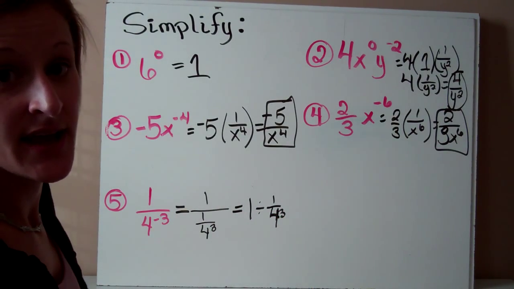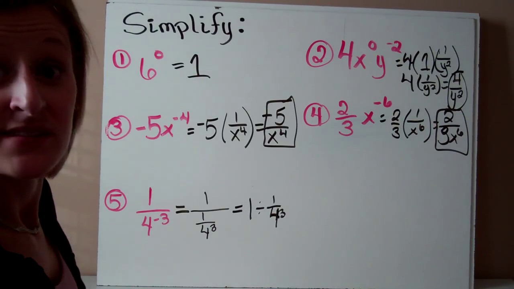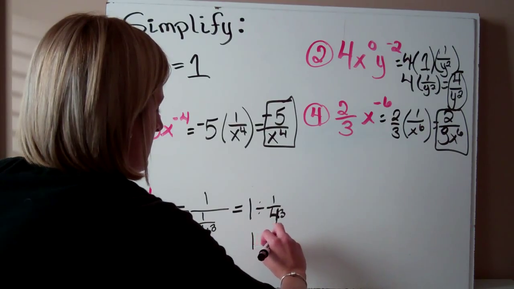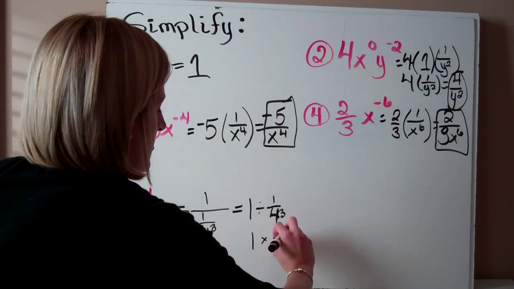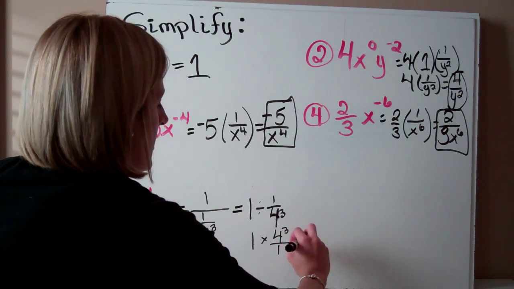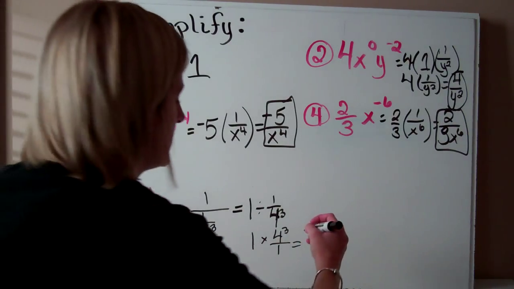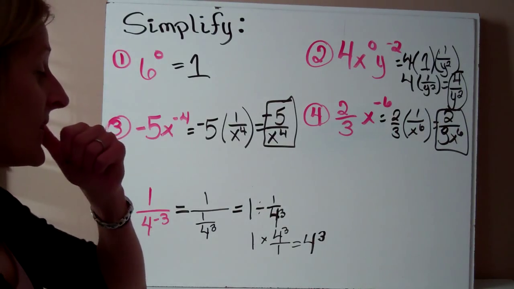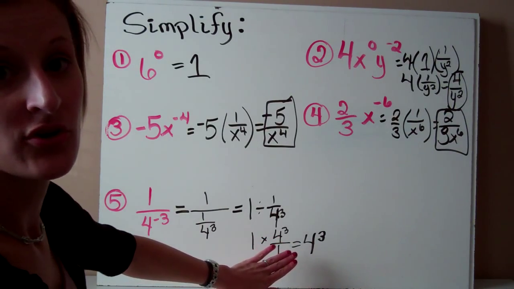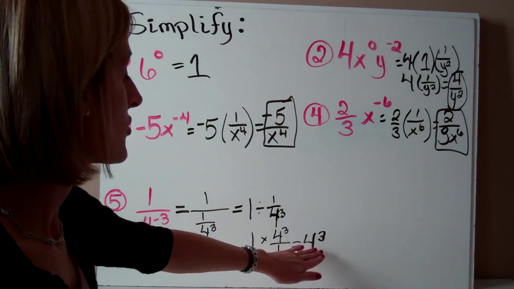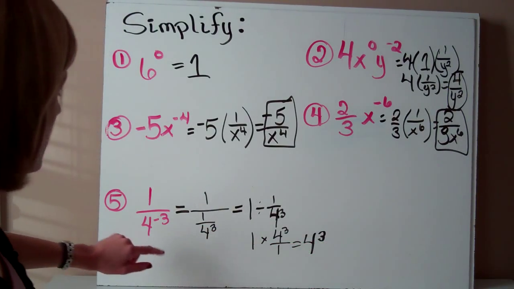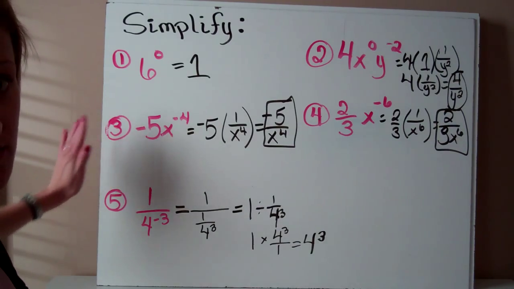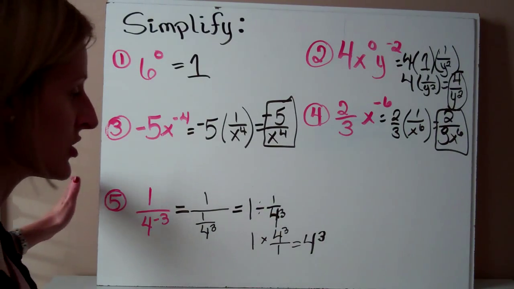I always learned it as don't ask why. Flip the second one over and multiply. So 1 times 4 to the 3rd over 1. And when you do that, basically, you get a positive 4 to the positive 3rd power. So notice, to make it positive, I took it from the bottom and put it on top, which is a quick and easier way.